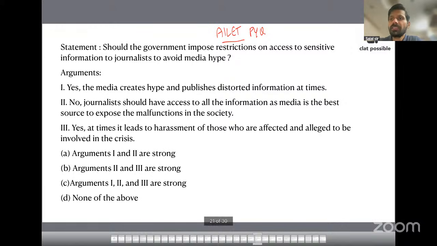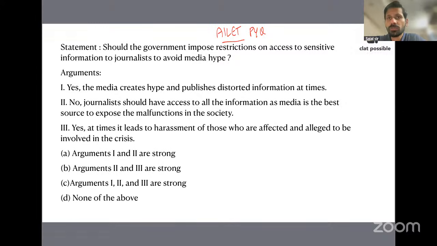Okay, should the government impose restrictions on access to sensitive information to journalists to avoid media hype? Argument one, the media creates hype and publishes distorted information at times, right? So at times would mean sometimes, right? So that looks like a good reason for saying that the government should impose restrictions. So we don't have a problem with yes as such, as long as we have a good enough reason, and we have a good enough reason.